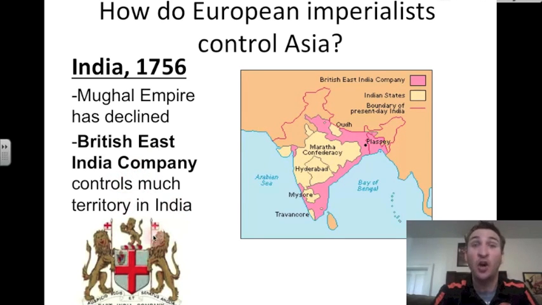This is the logo of the British East India Company. And you see in this map, every territory in pink is the area in India where the British East India Company controls.